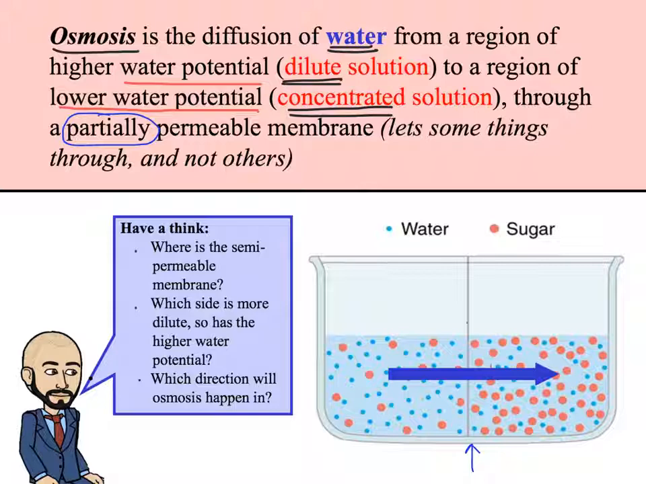And we can see that we've got water in blue, sugar in red, and you can straight away see that there's a lot more water on the left side of this image than there is on the right. On the right, there seems to be a lot more sugar. So let's answer these particular questions.